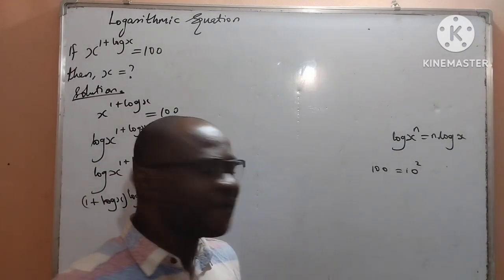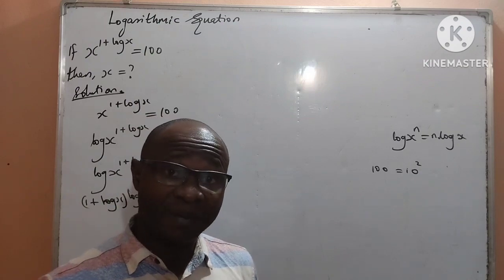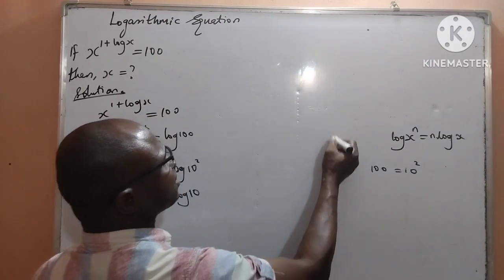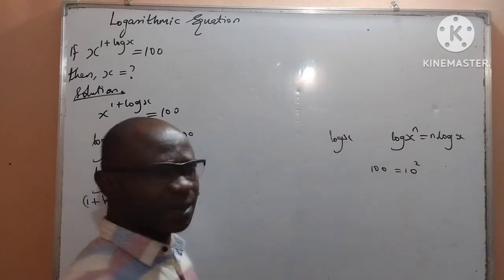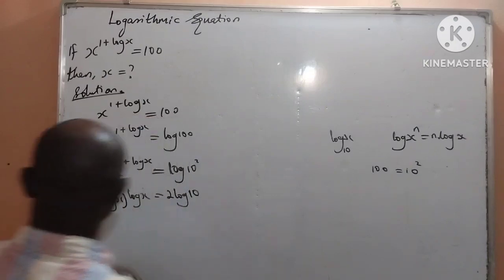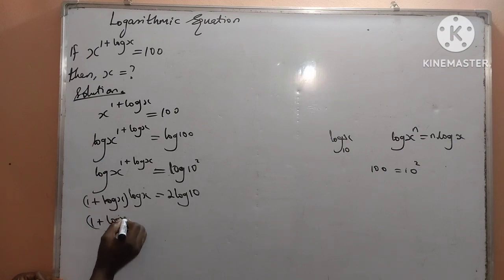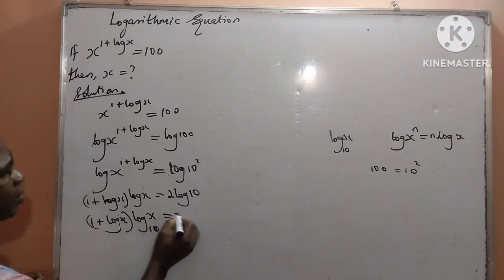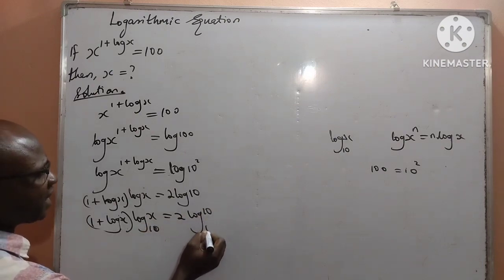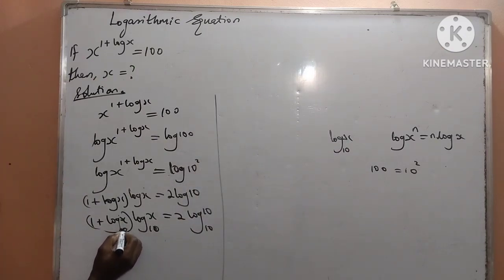But then, whenever we are given a log without a base, it assumes a natural base, and that is base 10. What it means is that if I give you log x without base, it means that it has base 10. So we can put it in base 10, meaning that this is going to be 1 plus the log of x, then all multiplied by log x base 10 is equal to 2 the logarithm of 10 to base 10. Alright. Then this place also is base 10.